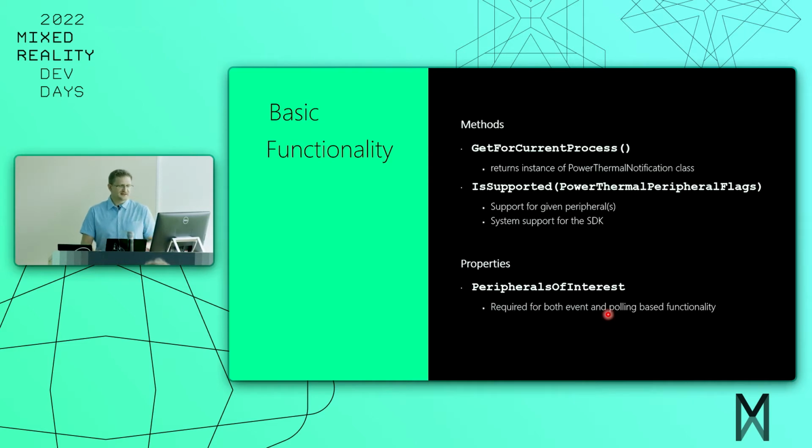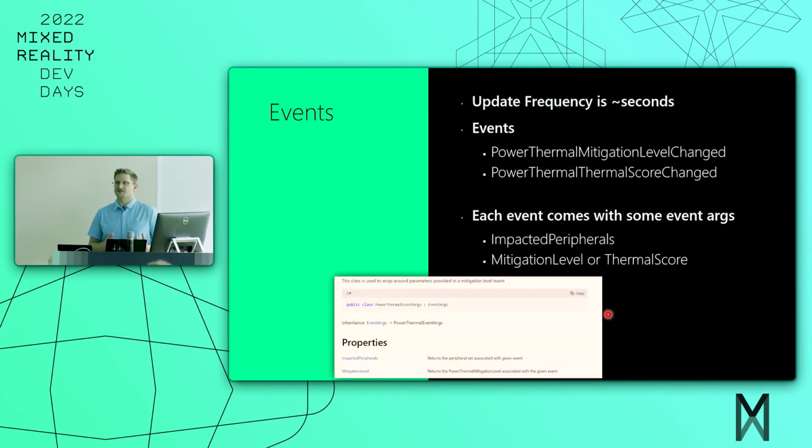So there's two ways to get this information. There's an event-based approach and there's a polling-based approach. So we'll talk about event-based first. Being event-based, you may be interested how frequently you're going to get events. It's on the order of seconds or multiple seconds or even never if you don't even get into that range.